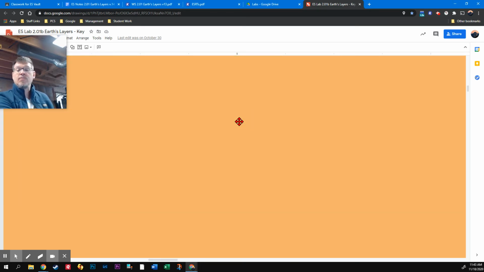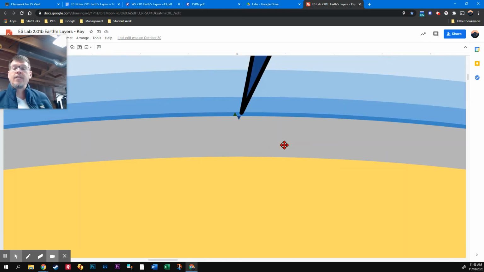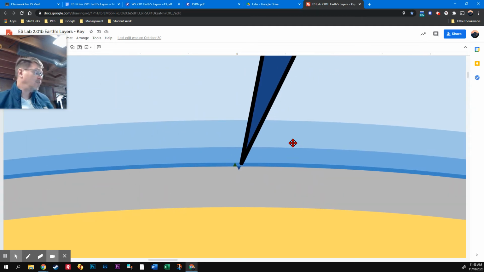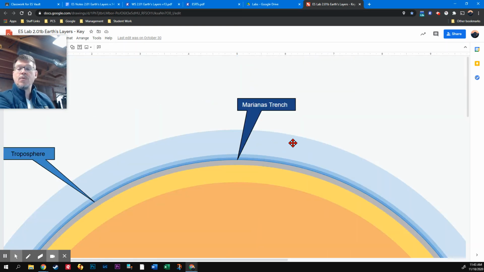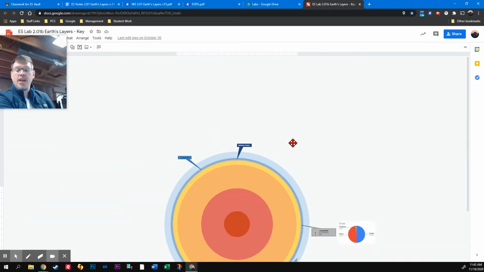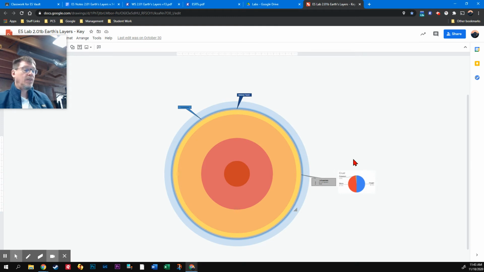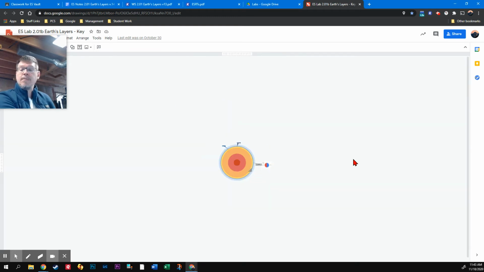So I zoom in as much as I possibly can, and the Marianas Trench is this tiny little triangle. It doesn't even really make much of a dent into the lithosphere. But as soon as I start zooming out, that triangle almost disappears. As a matter of fact, it's gone. I can't see it anymore. If I make my model the same size as what's on the worksheet, maybe about that big, I can't see that little triangle of the Marianas Trench, and that represents the maximum depth of the ocean.